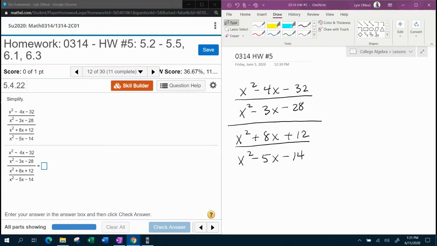All right, here we go. Question number 12 from our 0314 homework number 5 in MyLab Math. And the instructions say simplify. And so what we have here, we have another case of a complex fraction where we have a fraction over a fraction. And I've recopied the problem over here just the way it looks.